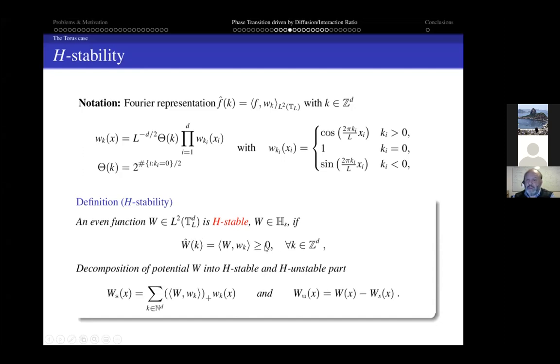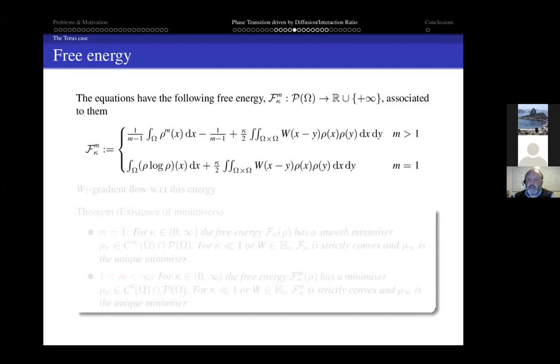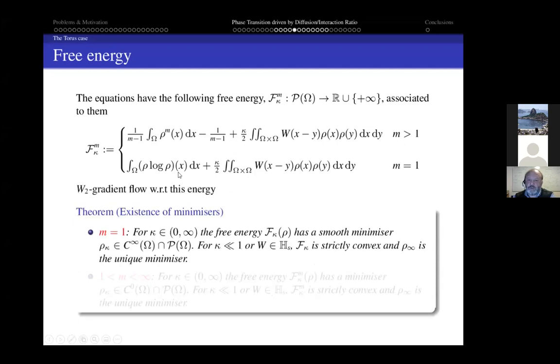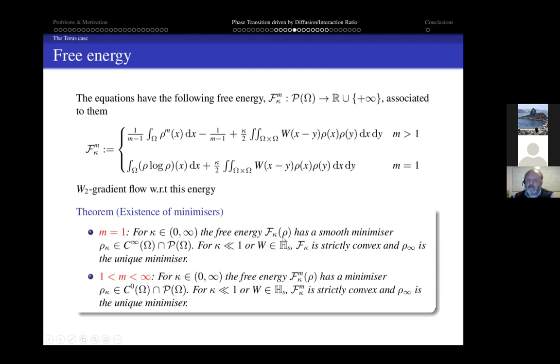In this way, you can separate a potential into its H-stable and H-unstable parts. But the important thing is that we will see that H-stable potentials are the boring case, in some sense. So that's the first result that one can get. If you look at the free energy of both cases, either for the nonlinear or the linear diffusion, and you look at the cases of H-stable potentials, you can show that these free energies have a unique global minimizer that is given by the constant.